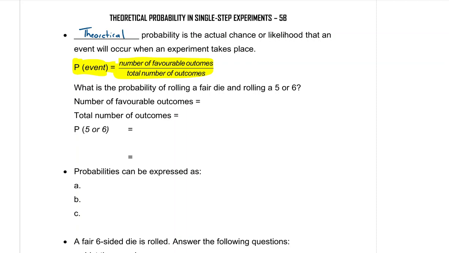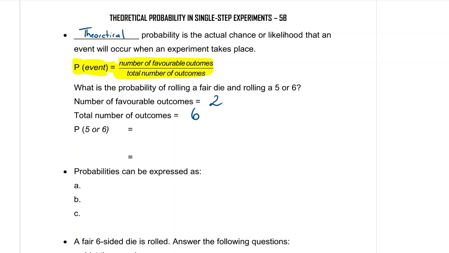So what is the probability of rolling a fair die and rolling a 5 or 6? So first of all, the number of favourable outcomes. On a normal 6-sided dice, there is 1 5 and there is 1 6, which means that there is 2 favourable outcomes. The total number of outcomes on the dice is 6. So they're telling you the 2 numbers that you need to put in the formula.